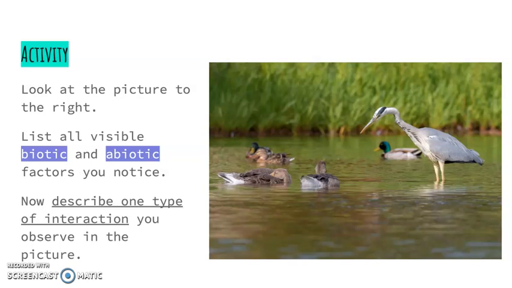So in the photo, we can see many types of birds. We also see plants in the background. Those are examples of living things. And for non-living, we see some dirt in the background and water. How do these interact?